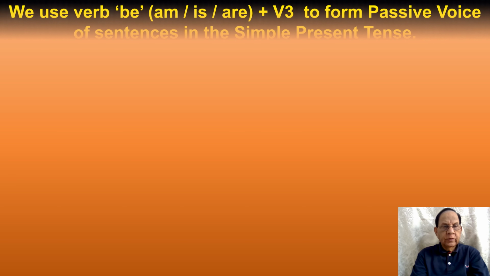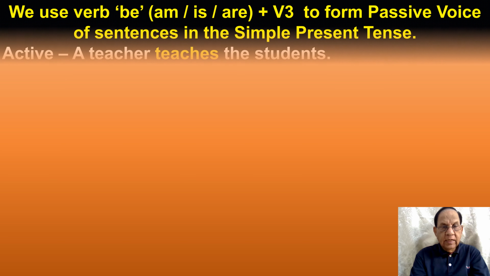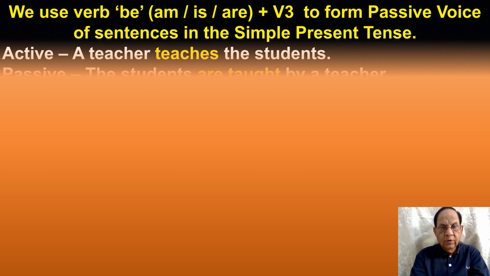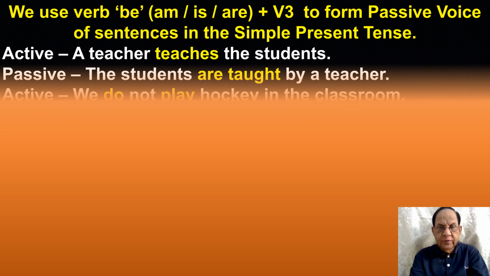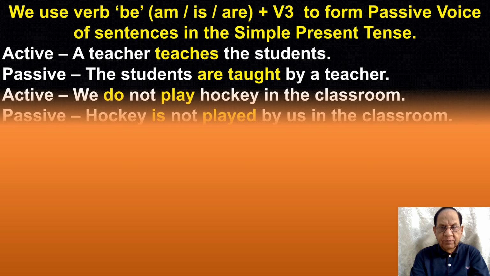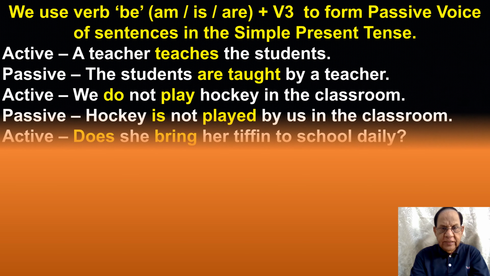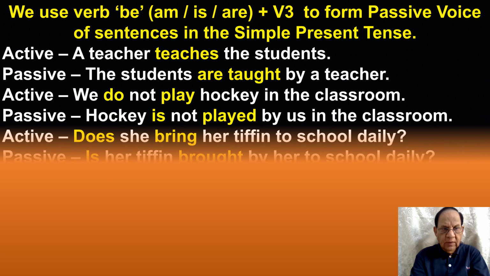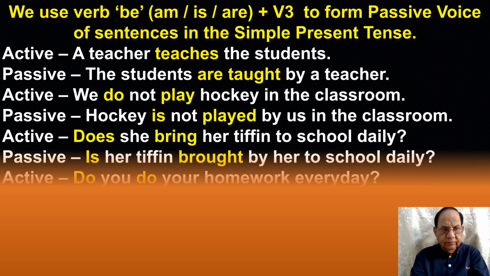We use the present tense forms of verb be, that is am, is, or are, along with the third form of the main verb to form passive voice of sentences in the simple present tense. Active: A teacher teaches the students. Passive: The students are taught by a teacher.